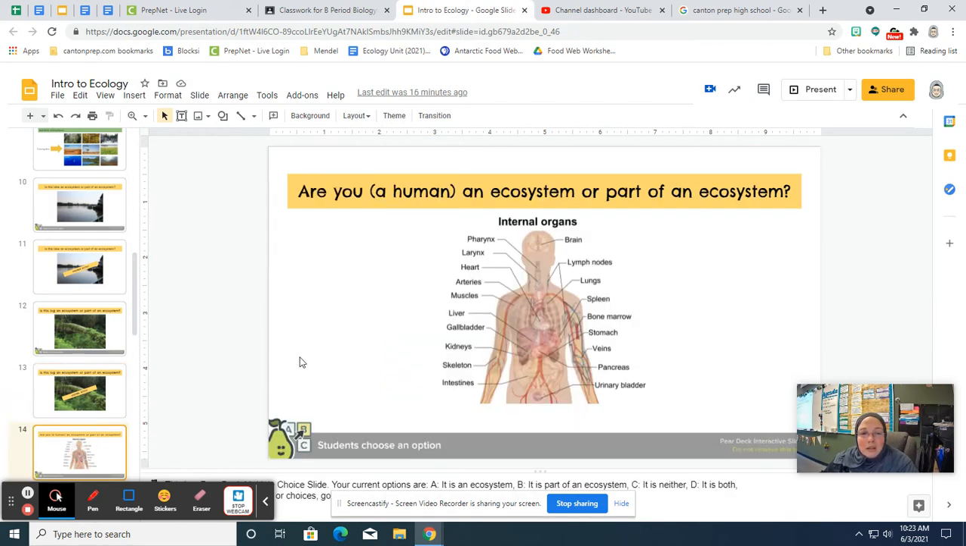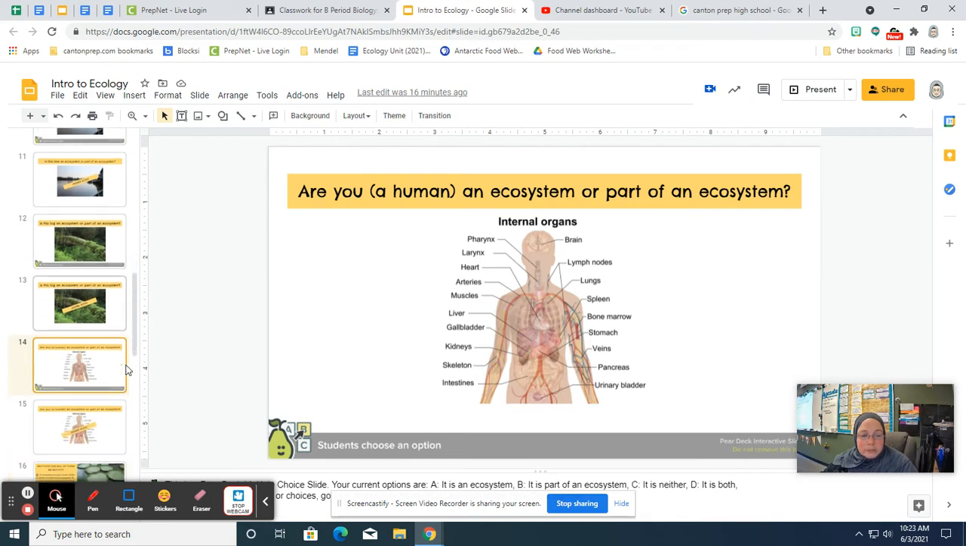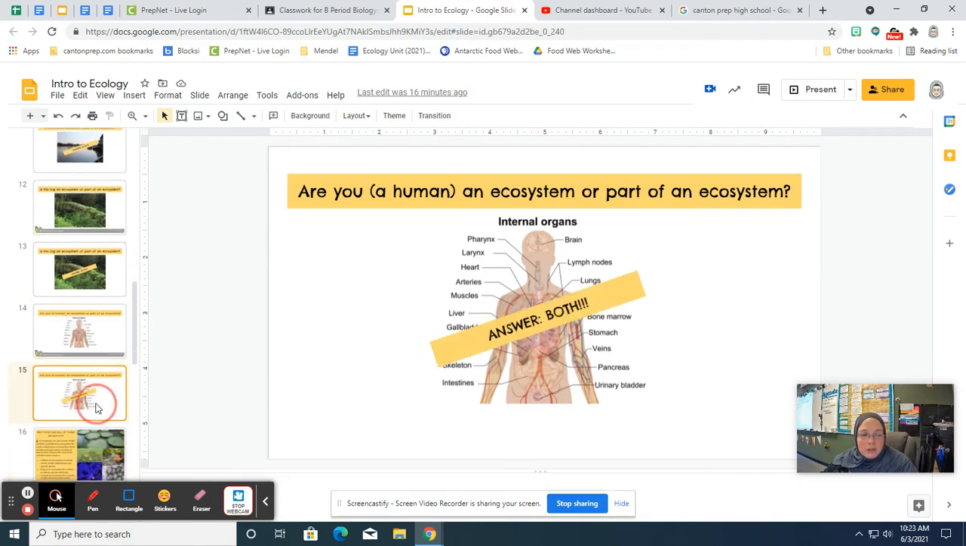What about a human being? So is the human body an ecosystem, or is it part of an ecosystem? What do you think? The answer is both. As a human, of course, we're part of a larger ecosystem. Humans, we interact with living and the non-living parts of our environment all the time. But we're also an ecosystem.